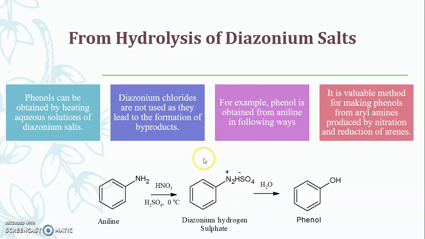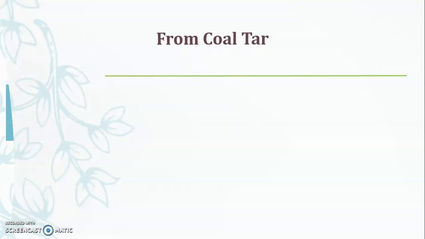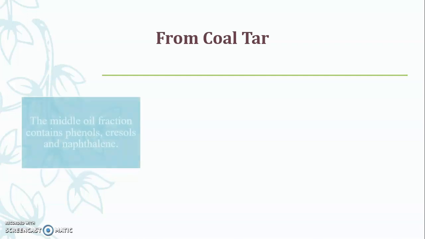Here, this structure is broken down into two parts. One is benzene and the other one is the diazonium salt, and a hydroxyl group is attached to the benzene part. That's why this is known as the hydrolysis of the diazonium salt. Now we will shift towards the next method, that is, from coal tar.